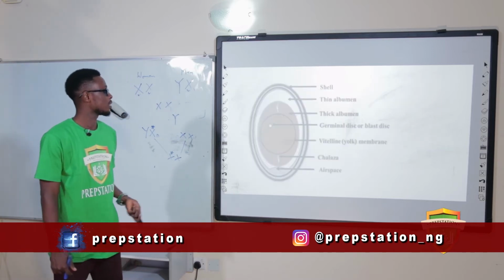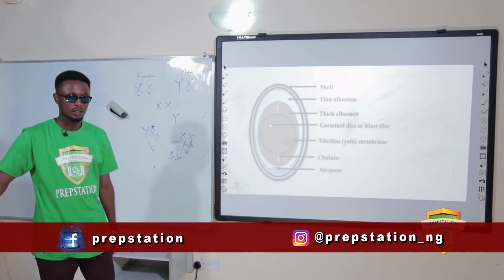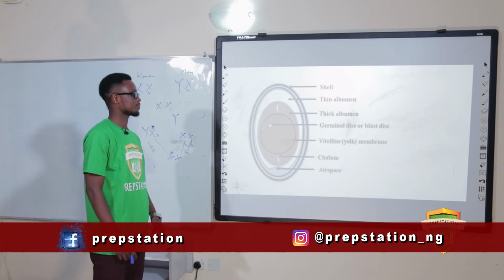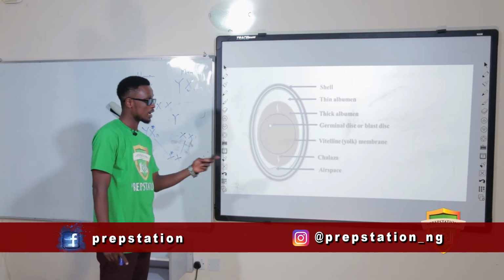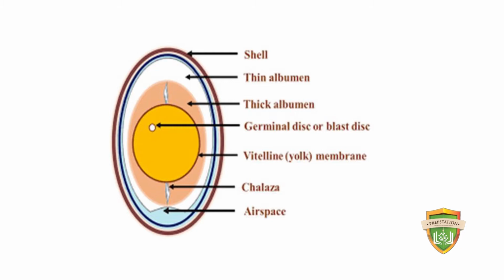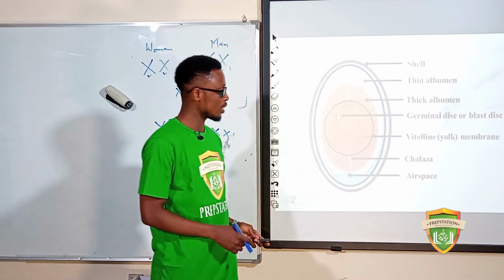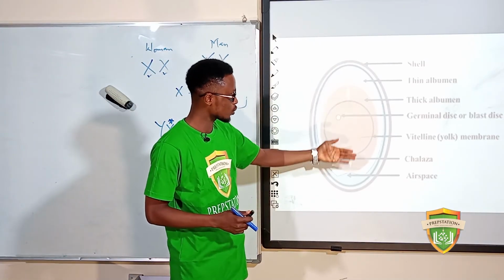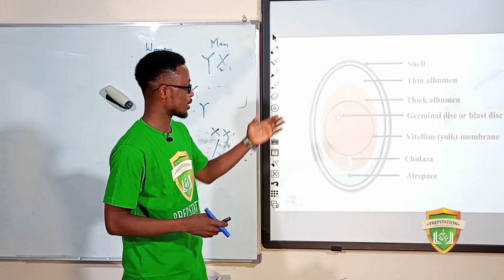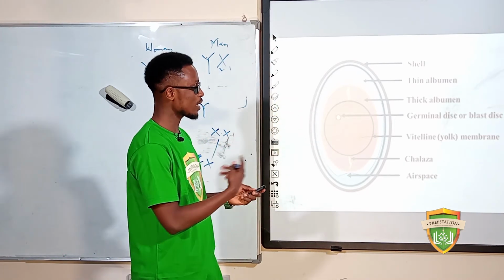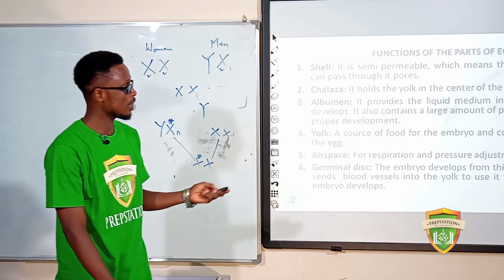Ovoviviparity. Now this diagram of an egg is very common. We have a shell, the albumen, both the thin and the thick albumen, the germinal disc, the yolk, the chalazon and the air space. I want you to study this diagram, take note of the labelings and their positions. Then next we'll treat the functions of the labeled parts.